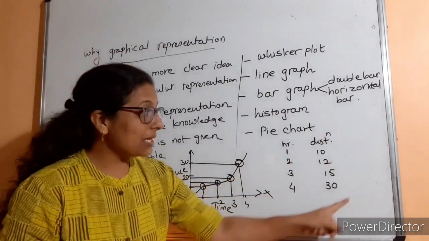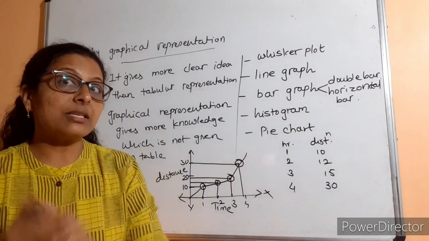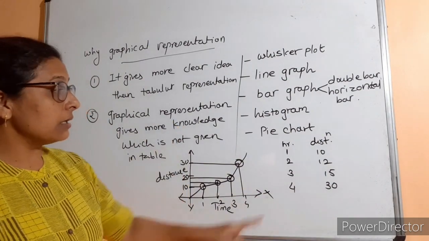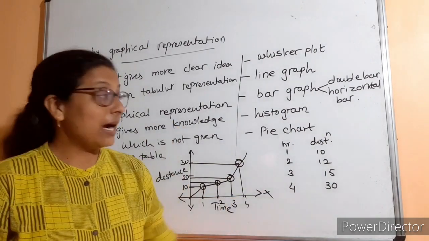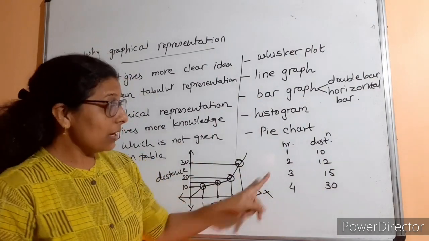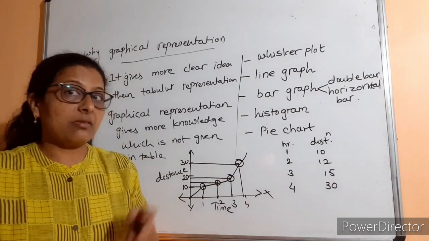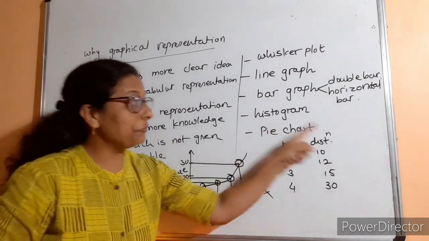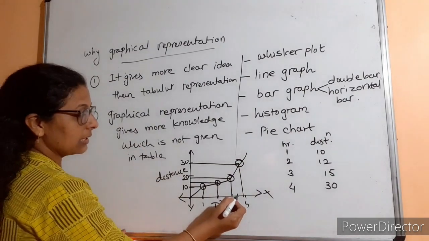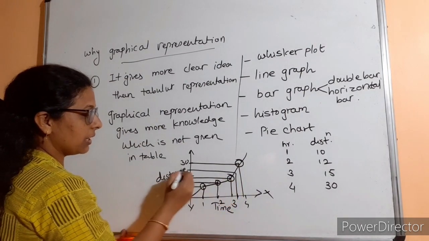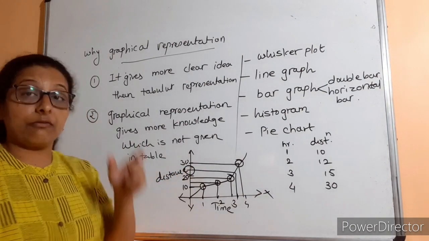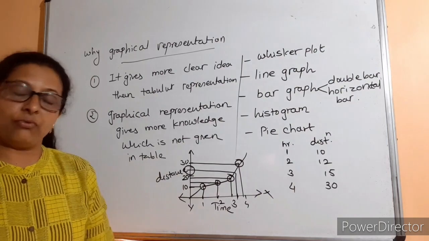In a tabular representation, if I ask you how much distance is covered by the object at 3:30? Here 3 hour and 4 hour are given, but 3:30 is not given. So you cannot find this information from this table. But with the graph, 3:30 is here, so you can draw and find out at which distance it is. How much distance is covered at any time, you can find.